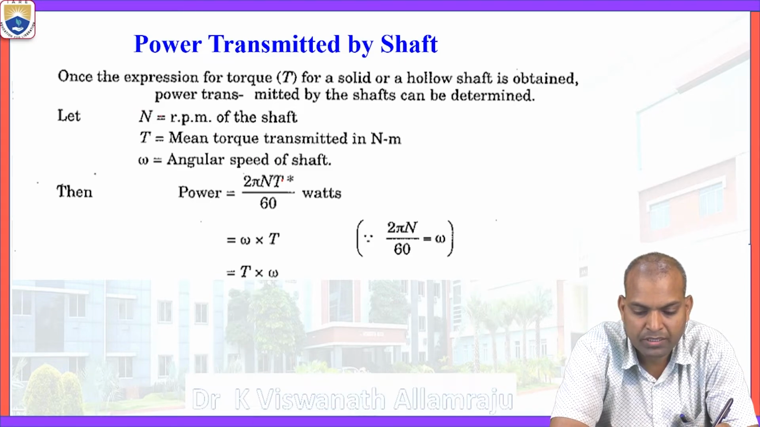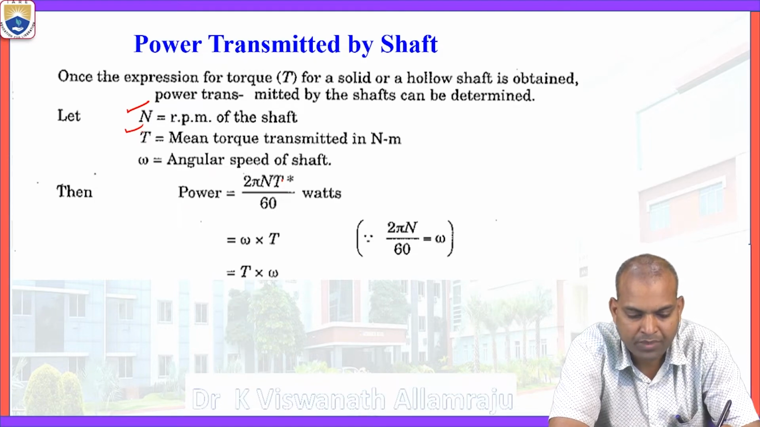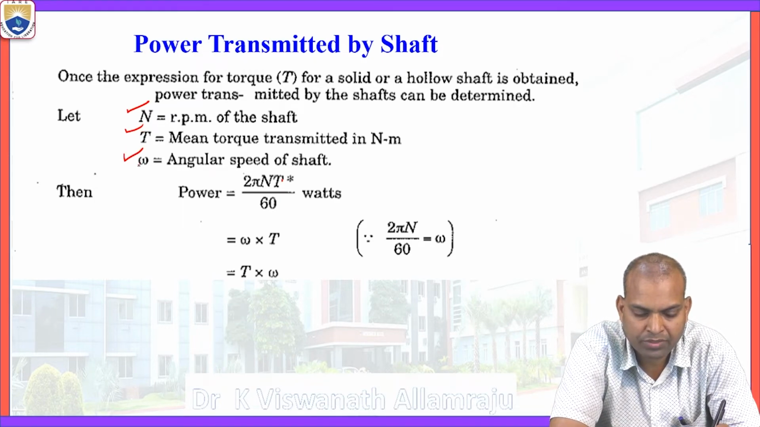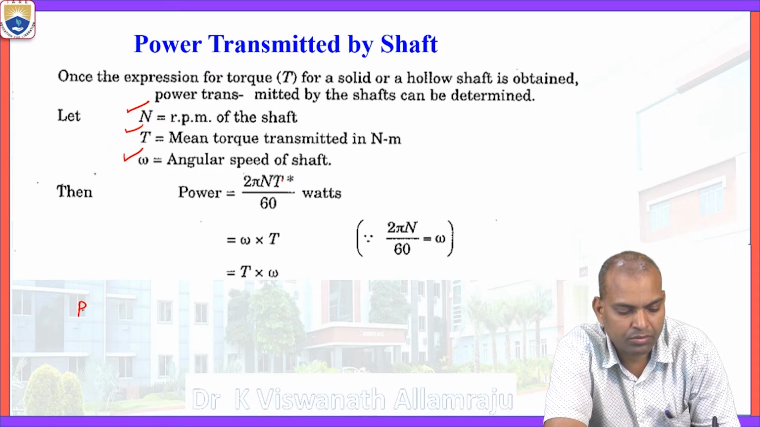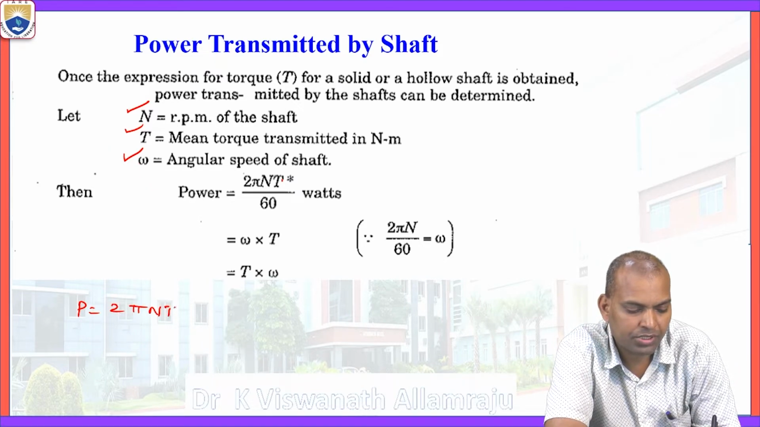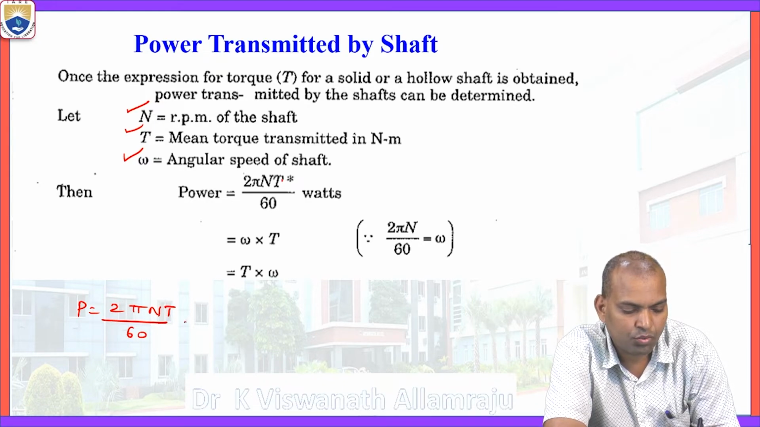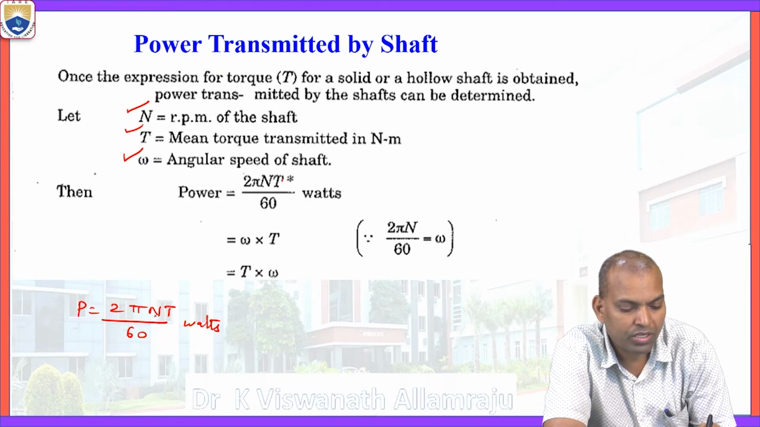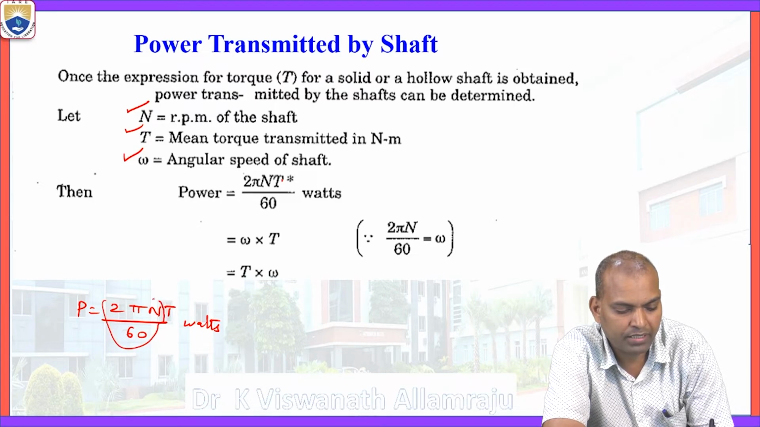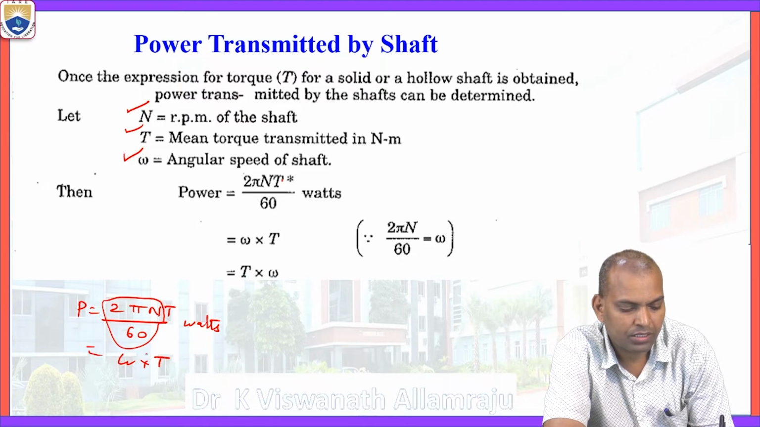So the power transmitted by the shaft is 2 pi N T by 60, where N is the speed of the shaft in RPM, revolutions per minute, and capital T is the mean torque transmitted in Newton meters, and omega is the angular speed of the shaft. So power P equals 2 pi N T by 60, in watts. Now 2 pi N equals omega, so power P equals omega times T.